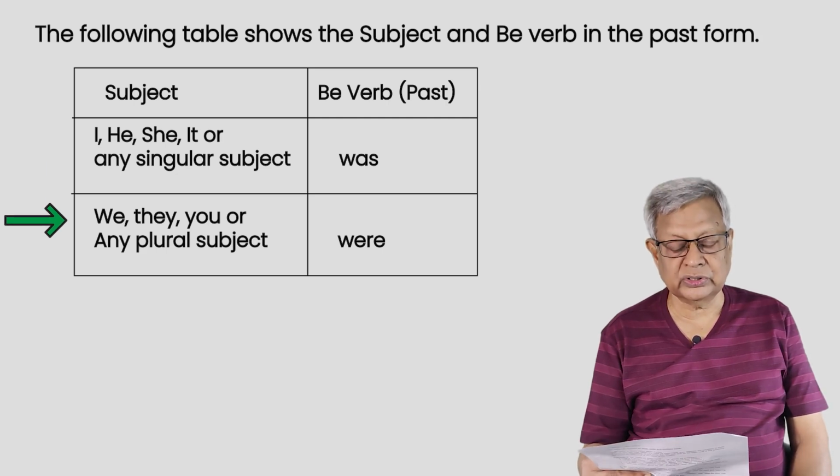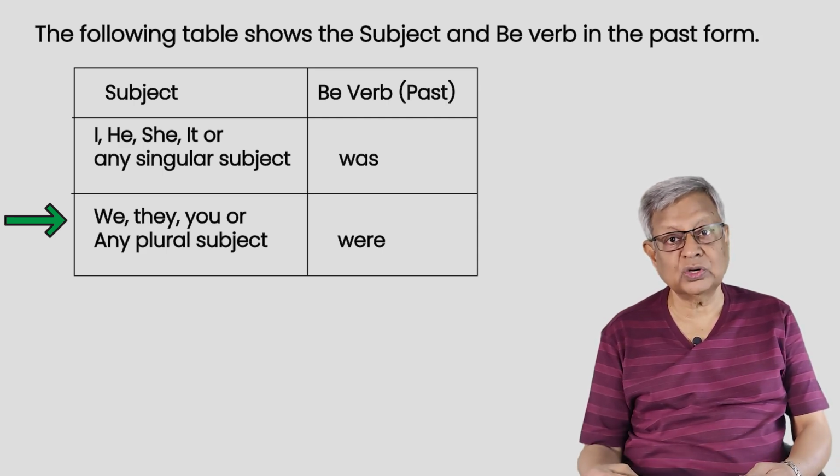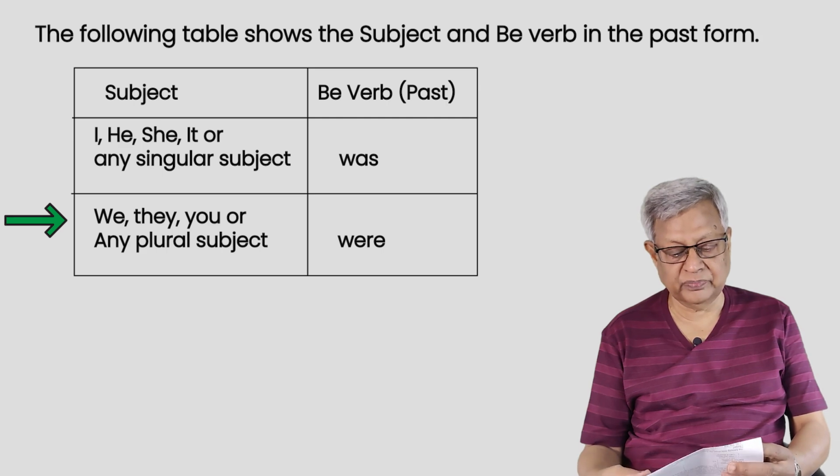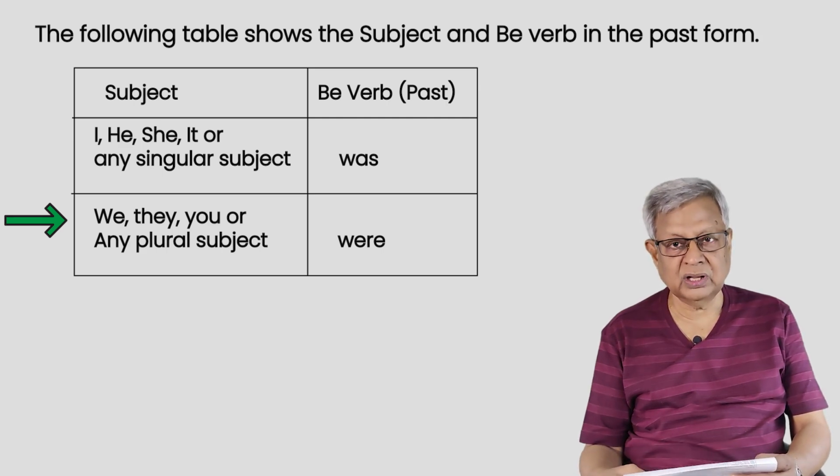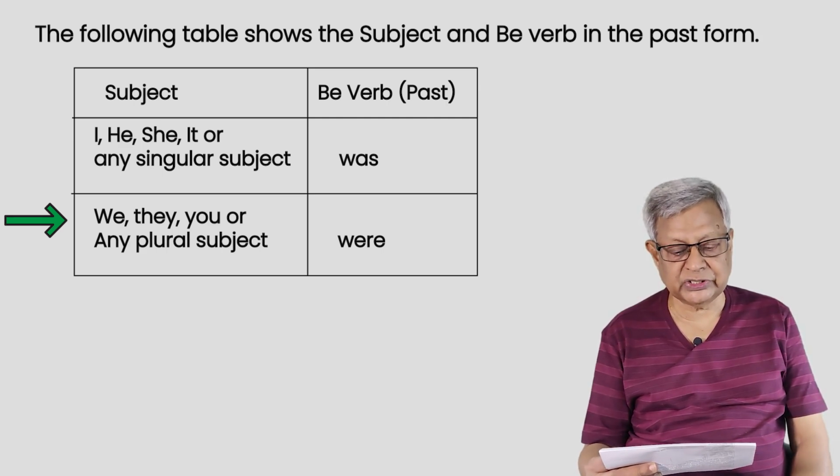And the second row: we, they, you, or any plural subject. For all these, the correct be verb to be used in the past tense is were. Not was, were, for plural. For singular, was. I am giving you some example sentences.